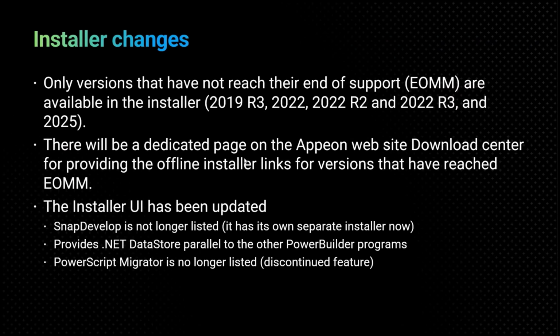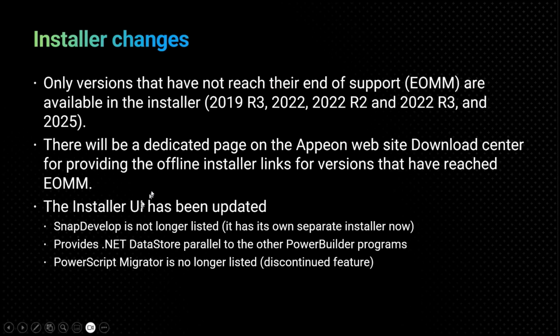The installer UI has also been updated. You no longer install Snap Develop through the PowerBuilder installer. If you want Snap Develop, you go to the Snap Develop website, and you can download Snap Develop from there. There is a new .NET Data Store project that I cover in a separate session, and it shows up now along with the other PowerBuilder programs. And then the PowerScript Migrator is no longer listed on the installer because it has been discontinued.